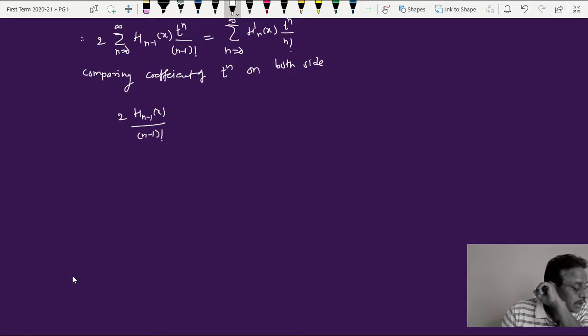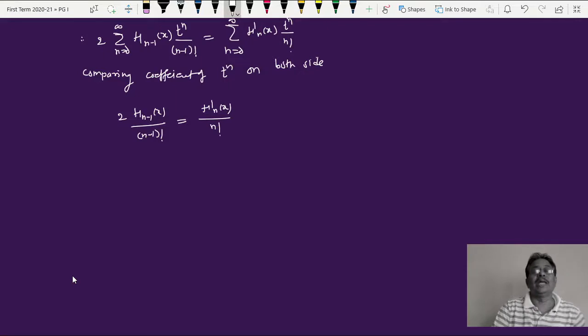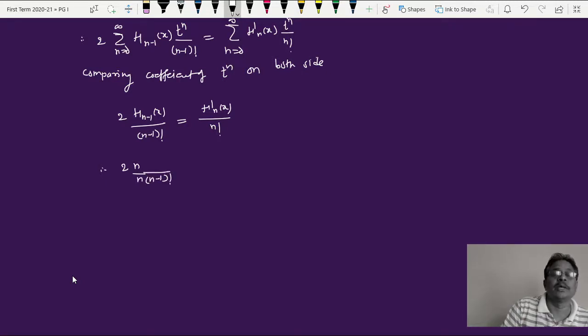We have to add something there. Yes, we will do that. The right hand side is simply h dash n of x divided by n factorial. I have to make n factorial on both sides, therefore multiply by n, divide by n, so n minus 1 factorial into h n minus 1 of x is equal to h dash n of x divided by n factorial.